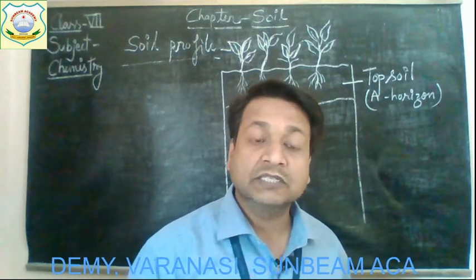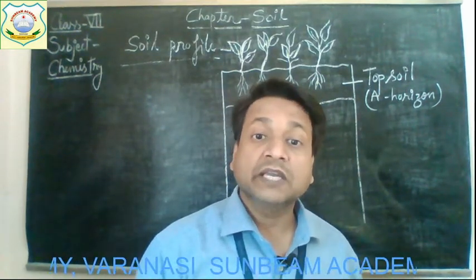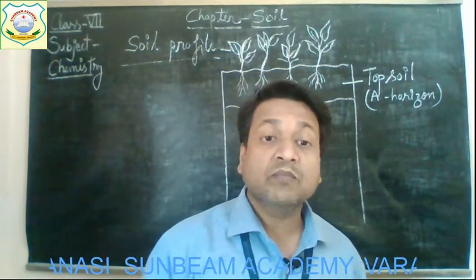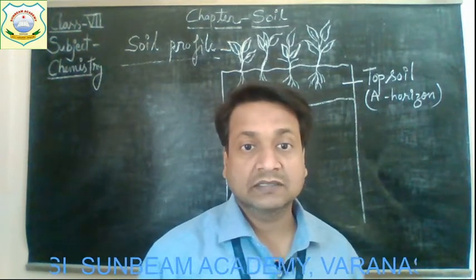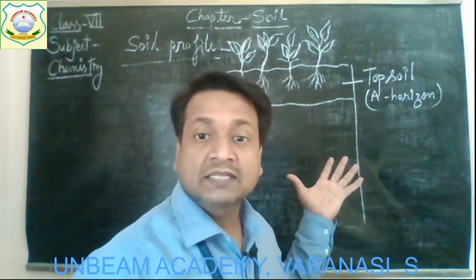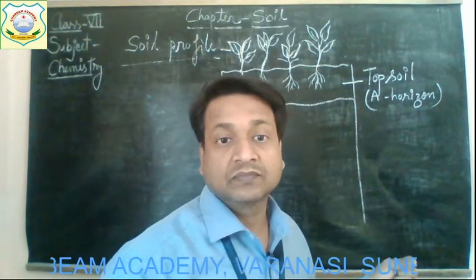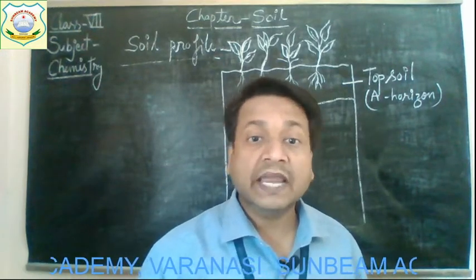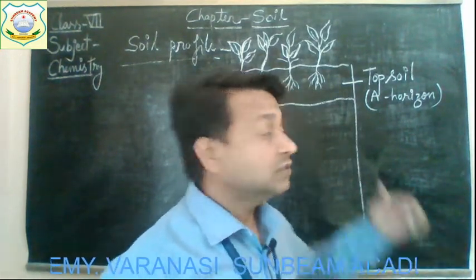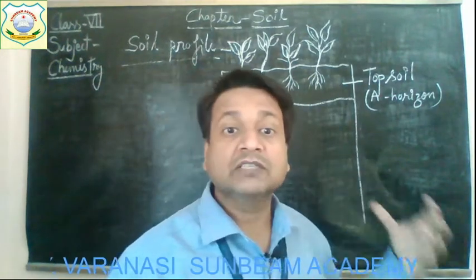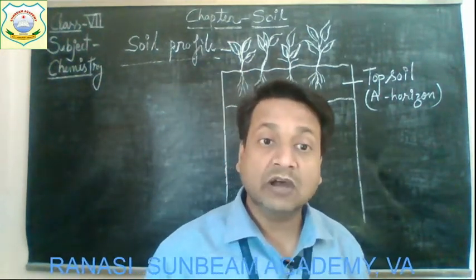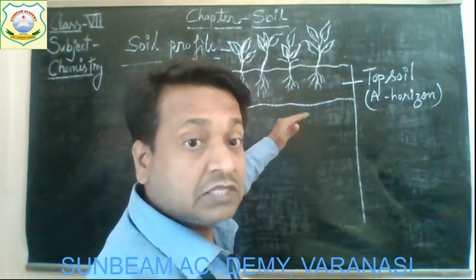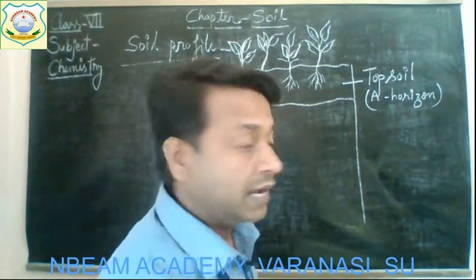The presence of humus in this layer gives it a dark black color, and it is the layer containing the most nutrients for plants. The roots of most plants are confined to this layer. The humus present here makes the layer porous and fertile. That is why this is the fertile layer in which the plants grow. Now after the topsoil, the second layer is subsoil.